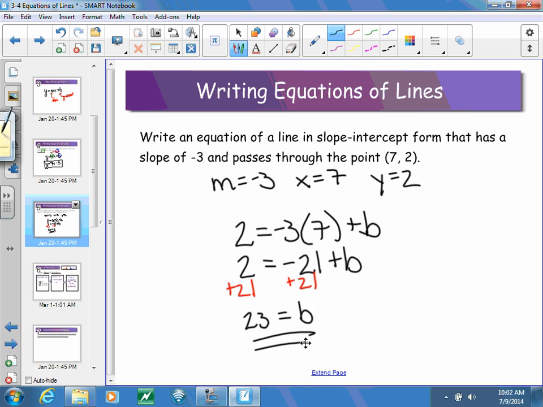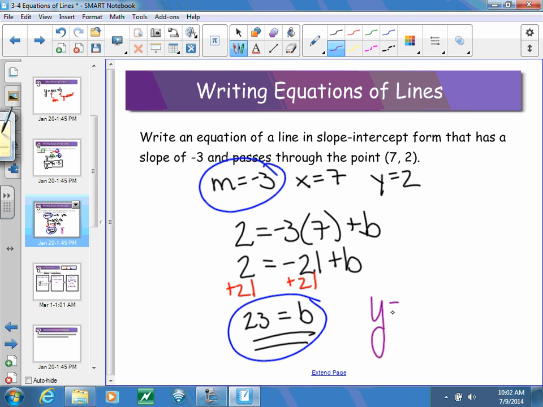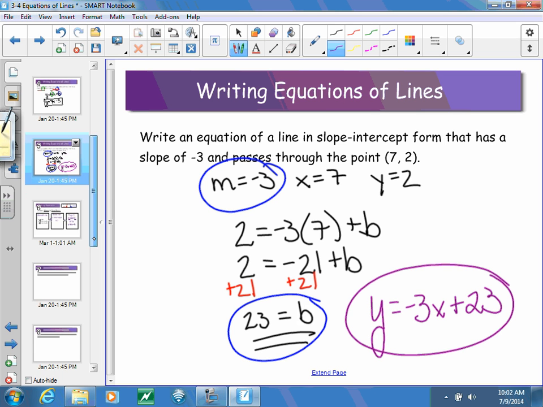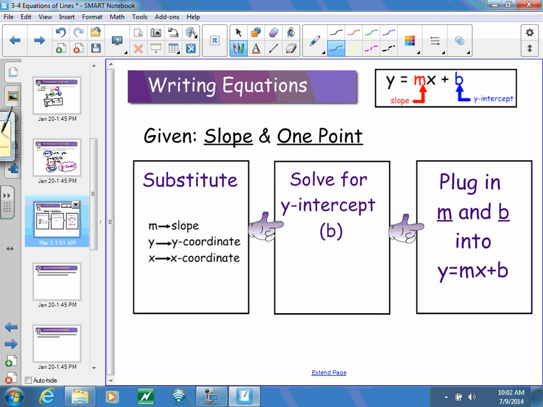This right here is telling you what your y-intercept is. You now have your slope, you have your y-intercept, and now we have our equation. Y is equal to -3x plus 23. And there's our equation of our line. So that's if you have the slope and one point.